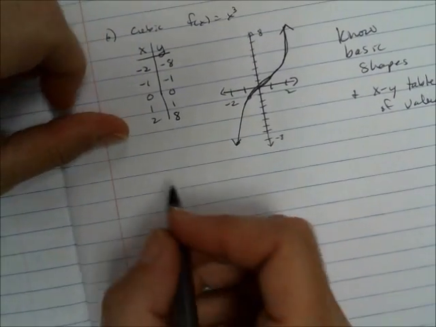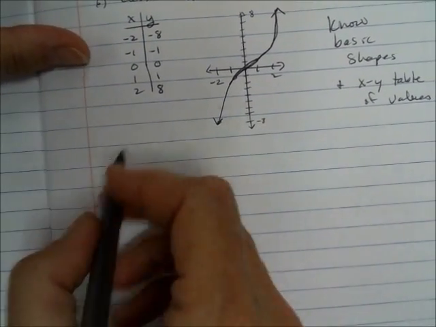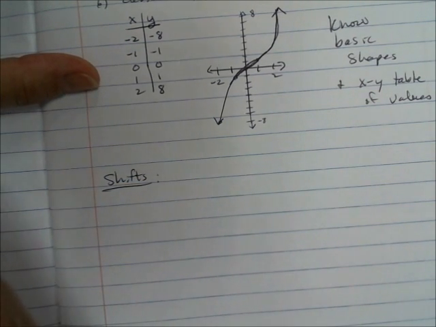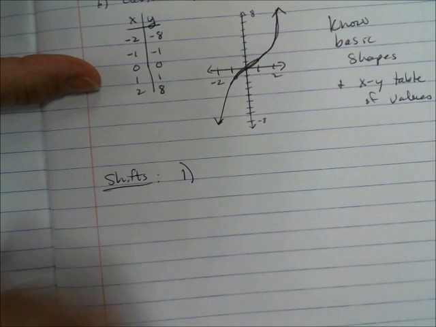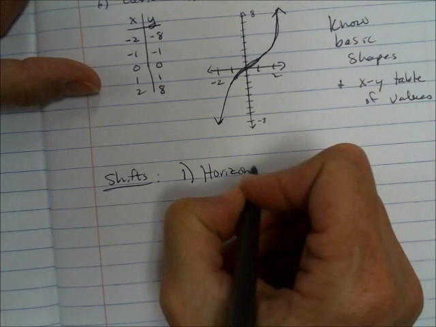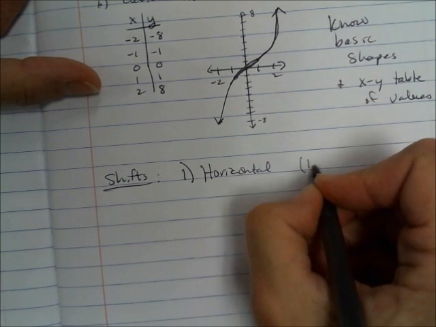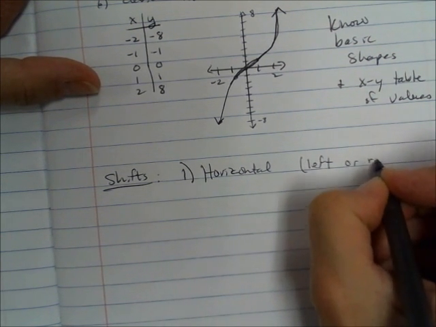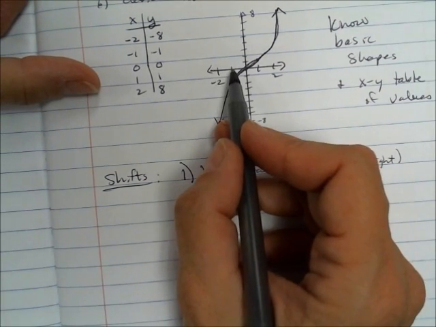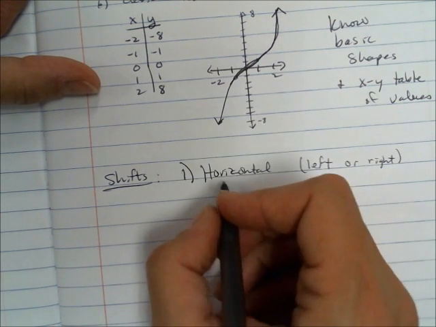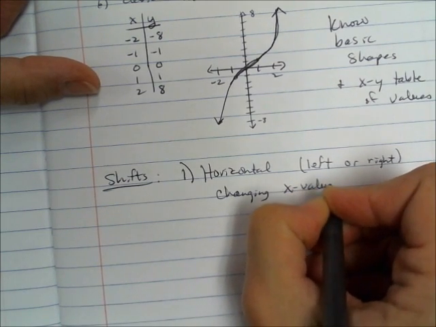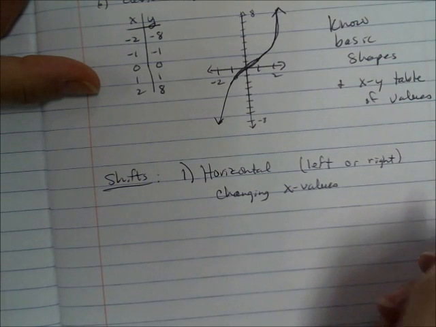So we're going to start with shifting. We're going to shift these graphs. First of all, we're going to do a horizontal shift. There's two types of shifts that we're going to talk about, horizontal and vertical. So let's start with horizontal. A horizontal shift is a shift to the left or right. And if you're moving something to the left or right, what you're doing is you're changing the x values, and we were keeping the y values the same.